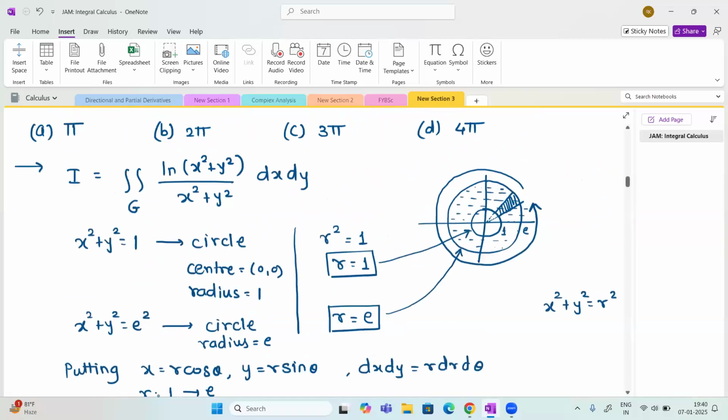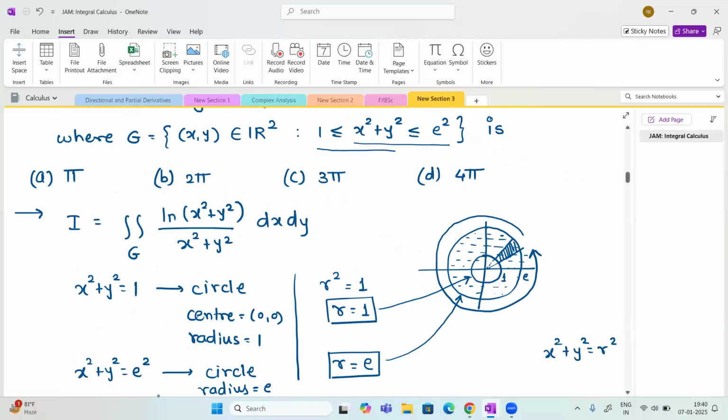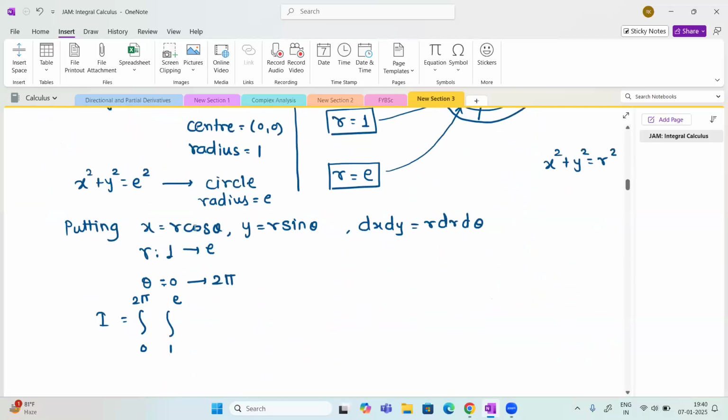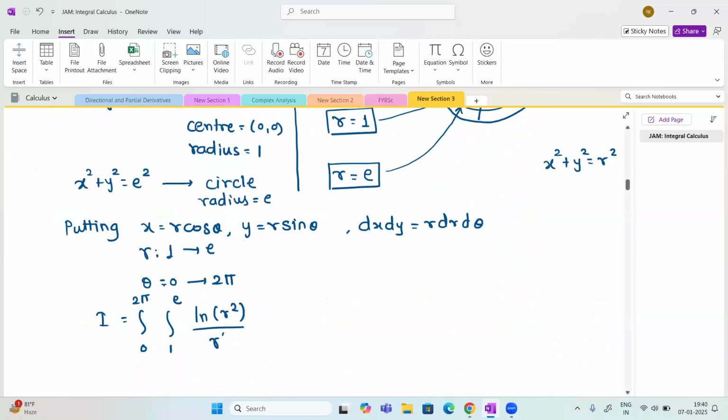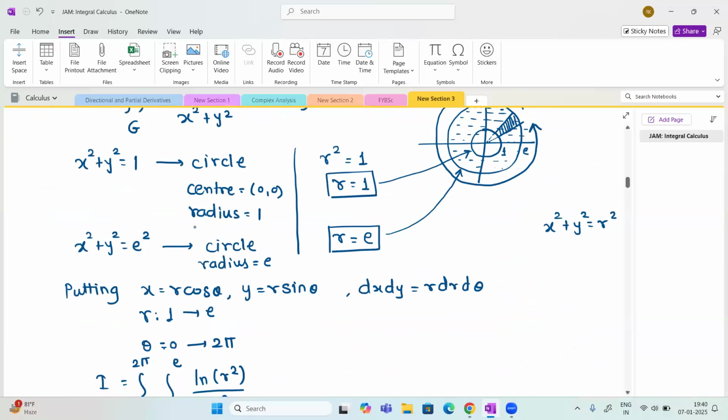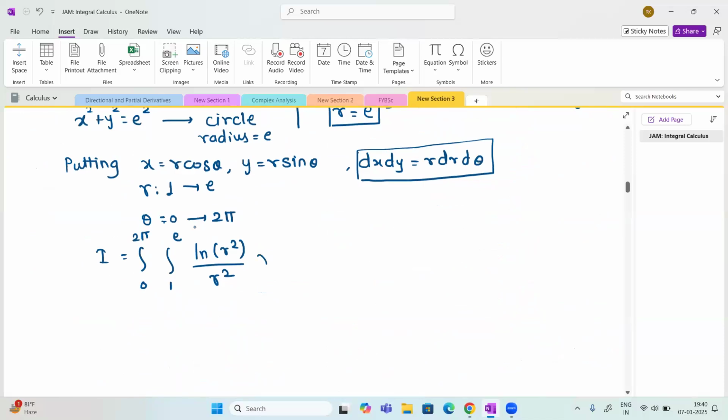Okay, so let me check the function. What is the function? ln of x square plus y square. But what is x square plus y square in polar? It's only r square. If you put x is equal to r cos theta, y is equal to r sin theta, it will be converted into r square. In the denominator, r square. dx dy should be replaced by r dr d theta.